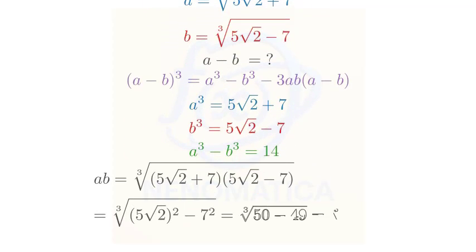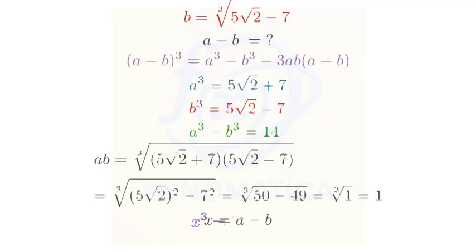Next, multiply a and b. The product inside the cube roots is a conjugate. (5 square root of 2 plus 7) times (5 square root of 2 minus 7) equals 50 minus 49, which is 1. So ab is the cube root of 1, which equals 1. Now plug these into the identity.